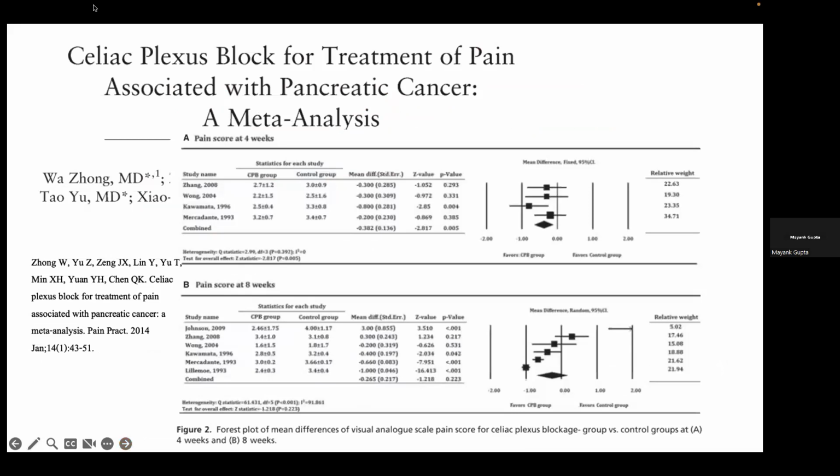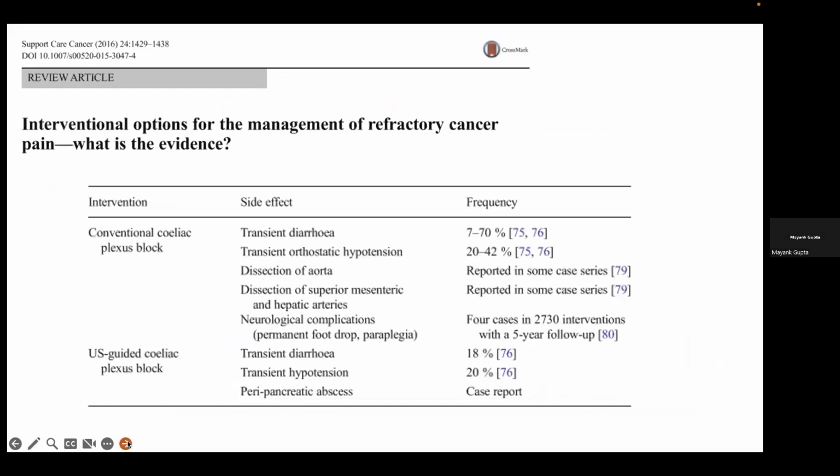A number of recent systematic reviews have shown that celiac plexus block reduces the pain. It leads to reduction in the doses of opioids and opioid-related side effects, and even some of them have shown survival advantage.